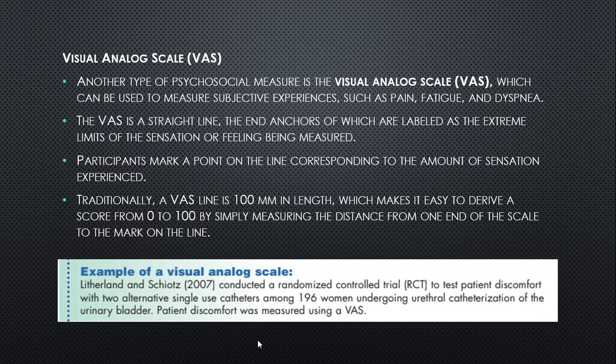An example of this visual analog scale is Litherland and Scotch in 2007, who conducted a randomized controlled trial, or RCT, to test patients' discomfort with two alternative single-use catheters among 196 women undergoing urethral catheterizations of the urinary bladder. Patient discomfort was measured using the visual analog scale.